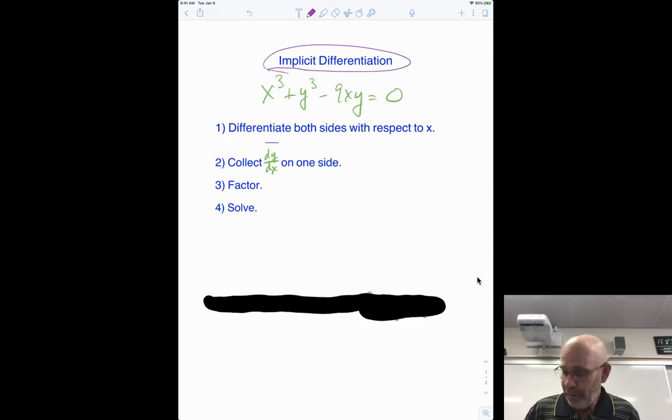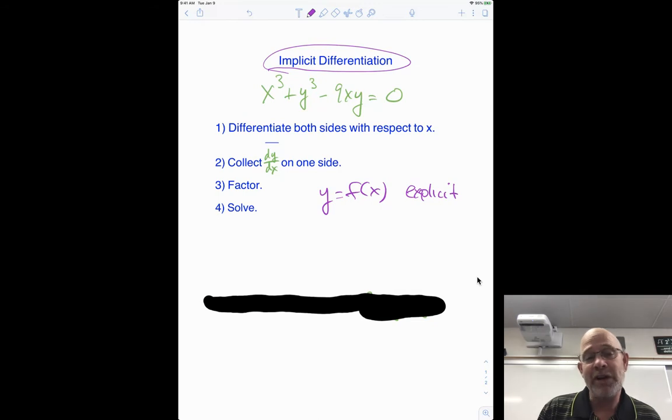So far, you've learned how to take derivatives, lots of different types. When you have a function written as an explicit equation, this is called explicit. Y is defined explicitly in terms of x. But all of our functions aren't that way.